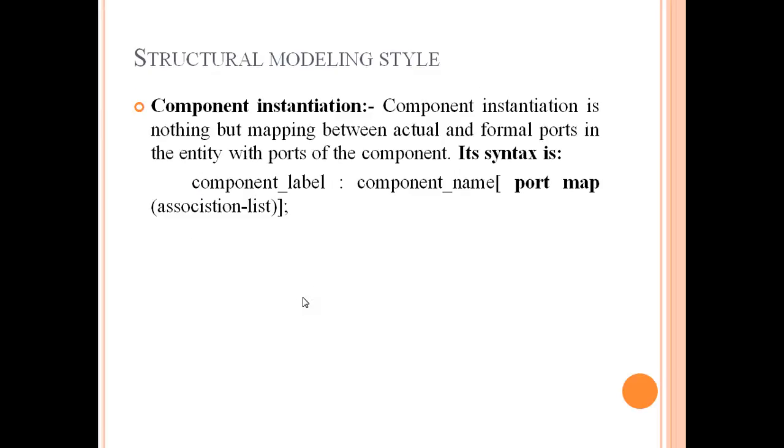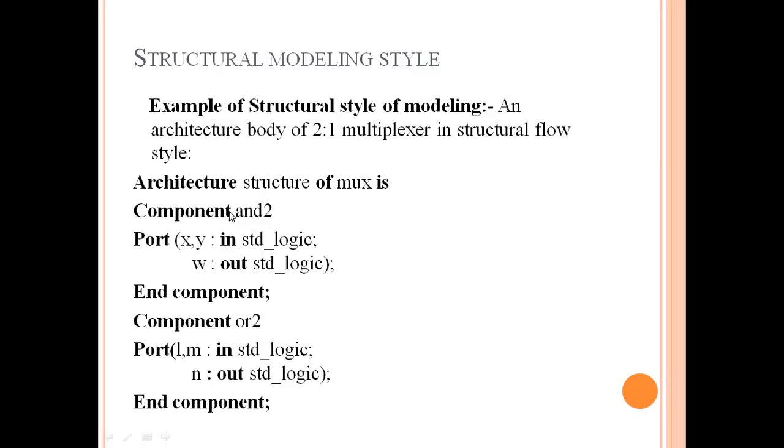Next is component instantiation. Component instantiation is nothing but the mapping between the actual and formal ports in the entity with the ports of the component. Here is the syntax for the component instantiation. First we have the component label, which is an identifier, and the component name is the name of the component, and at last the association list, which are the different signals, inputs and output ports which are used at the gates.